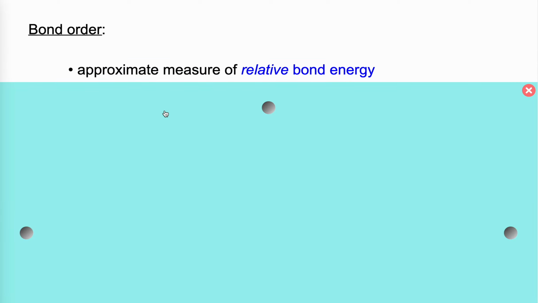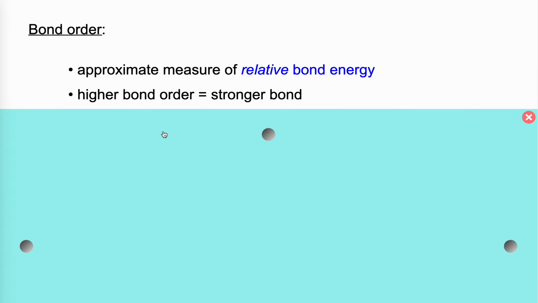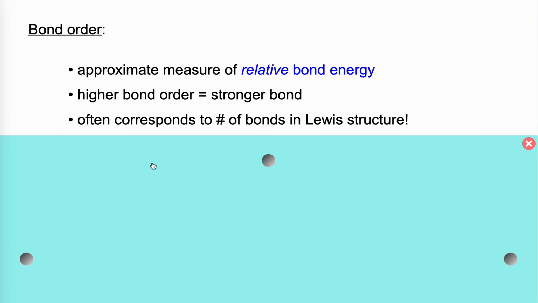Now, this leads to the possibility of calculating something that's called bond order. Bond order is an approximate measure of the relative bond energy, and in general, the higher the calculated bond order, the stronger the bond. And one of the cool things about the molecular orbital model is that the bond order that you calculate for a given species very often corresponds directly to the number of bonds that you would draw in the Lewis structure. So there is some correlation between the molecular orbital model and the localized electron model.